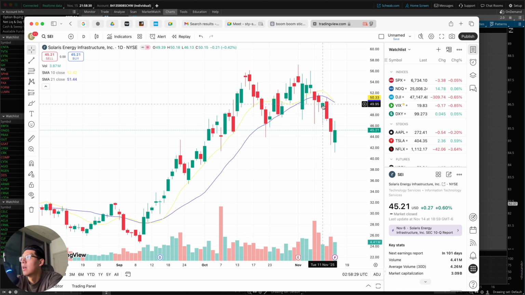Even to this day, we're still going down. And at this point, we are pretty much just securing our profits, and that is pretty much it. We forget about the stock, about the trade, because at this point the trade is invalid once we finally broke the 10 SMA and we closed under the 10.